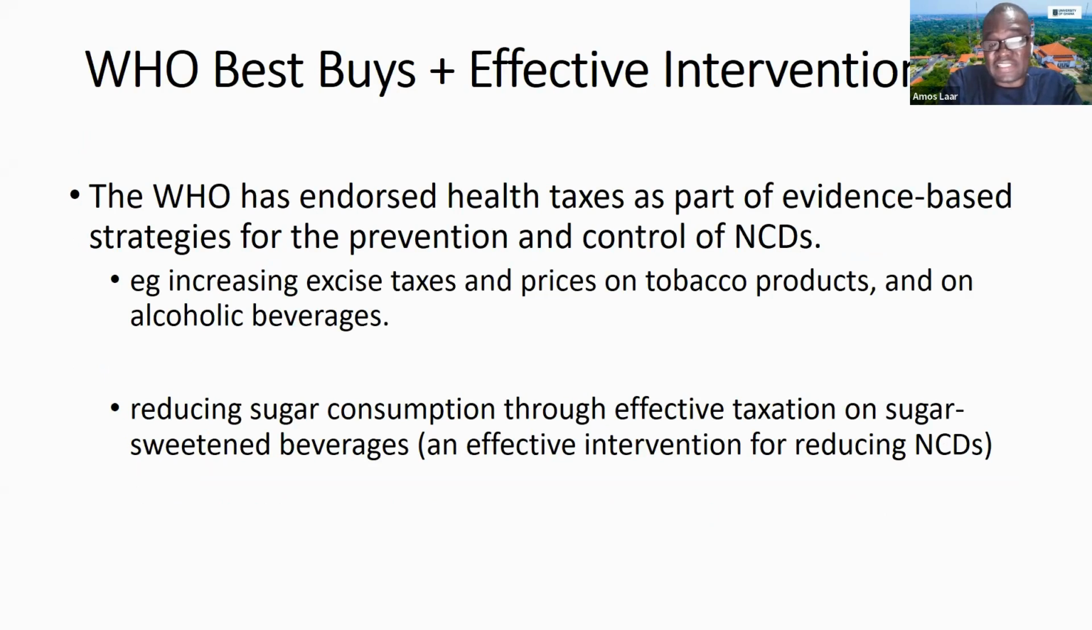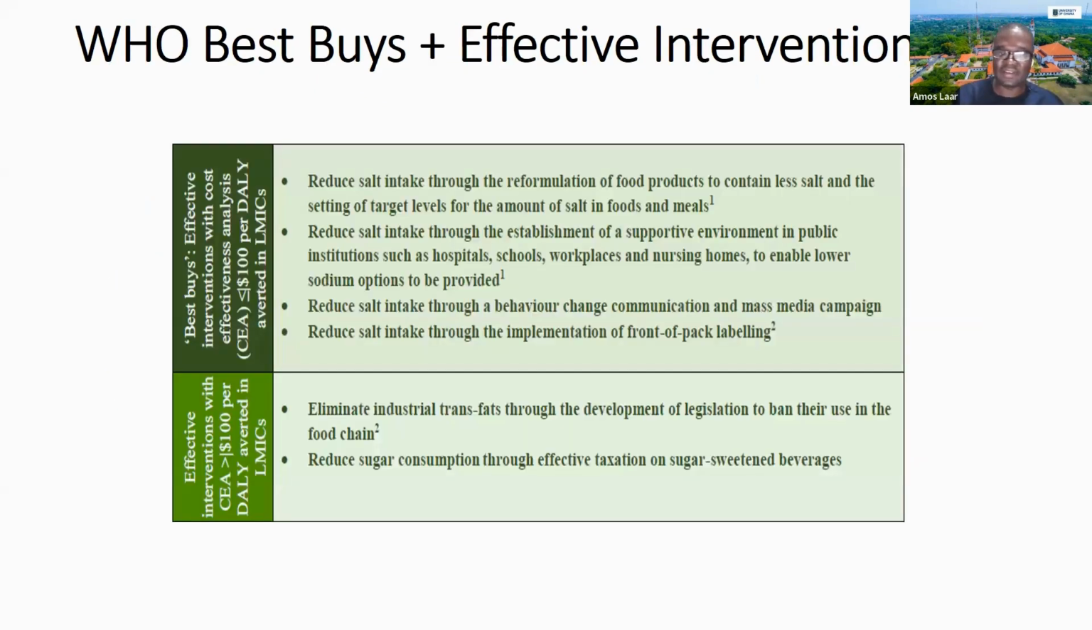And that is why the World Health Organization over the past couple of years has endorsed health taxes as part of evidence-informed strategies for preventing not only just NCDs, but other conditions as well. And so excise taxes on tobacco products, alcoholic beverages, reducing sugar consumption through effective taxation, not technically referred to as a best buy, but it is an effective intervention. So the best buys, they have 3 categories. So there are some that are truly best buys because they are cost effective. Others are known as effective interventions. This is not too clear, but these are some of the best buys. And down here you can see elimination of industrially produced trans fats through development of legislation to ban their use is an effective intervention, and so is SSB taxation.